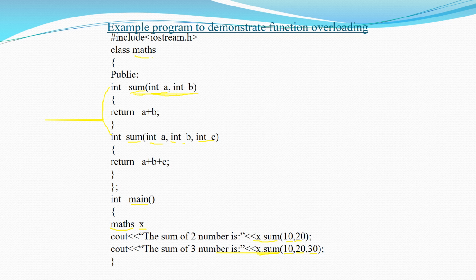Here we needed to see how function overloading works. I create a class named Max, and I have a function named sum, and one more function named sum. This we call function overloading, with a different number of arguments, or different types of data types. We call this function overloading.